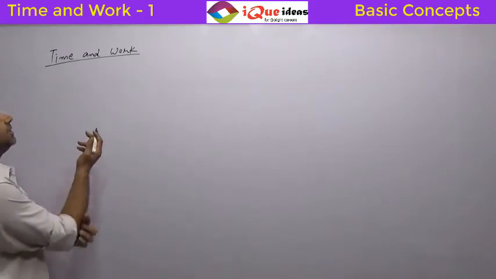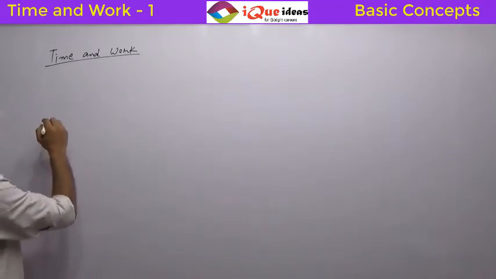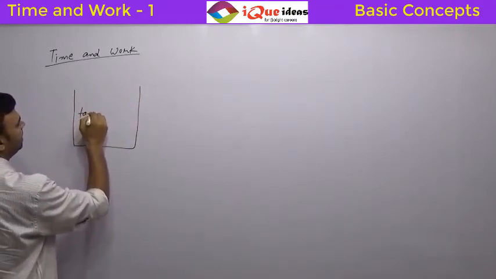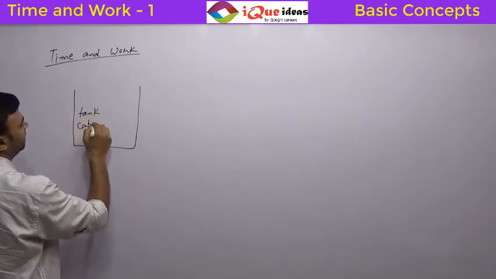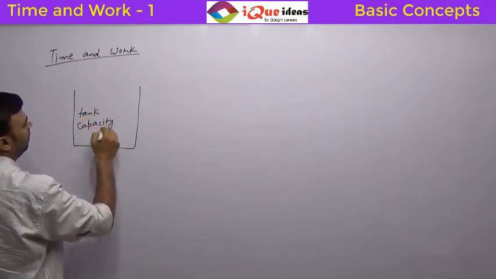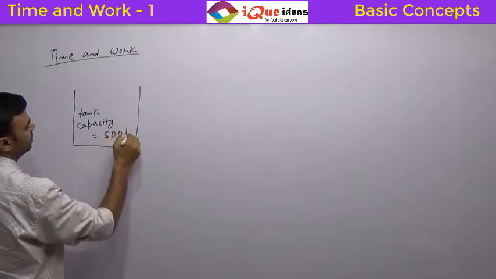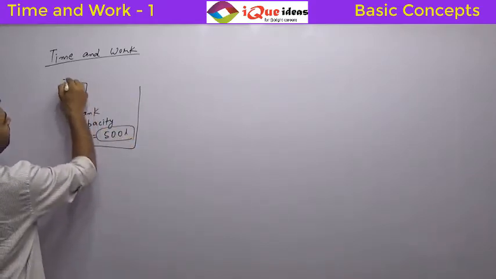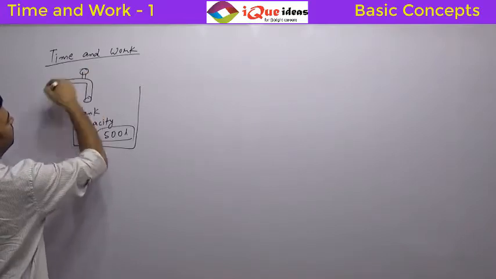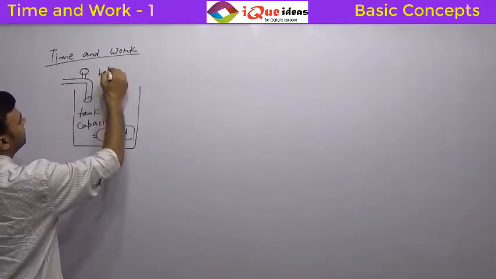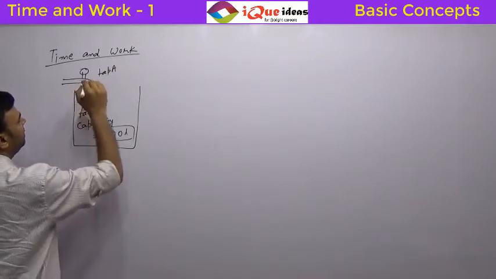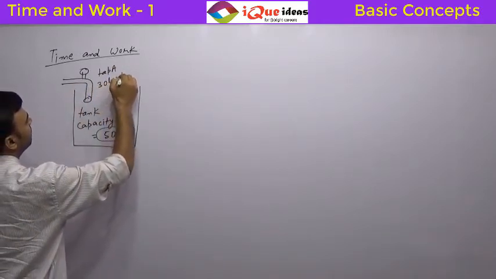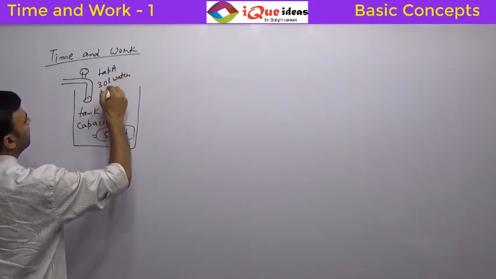First, to understand the concepts, let's take a simple situation. Suppose there is a tank and the capacity of this tank is 500 liters. So this is the total capacity of the tank. Suppose we have a tap working in this tank. Suppose the name of the tap is tap A. It can fill 30 liters of water per minute.